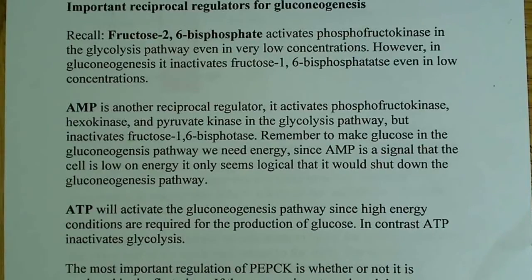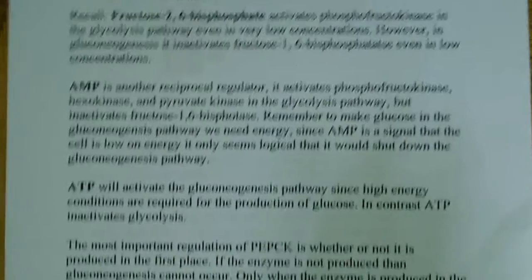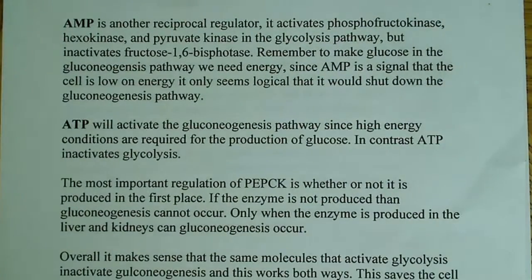Because gluconeogenesis requires ATP, okay, and it requires 6 triphosphates in order to make glucose from 2 pyruvates, you have to have high energy levels. So a low energy signal is going to tell you to deactivate or inactivate this pathway. And that's exactly what happens. So AMP inactivates the gluconeogenesis pathway. And in contrast, ATP will activate gluconeogenesis. Since high energy conditions are required for the production of glucose, ATP activates gluconeogenesis.